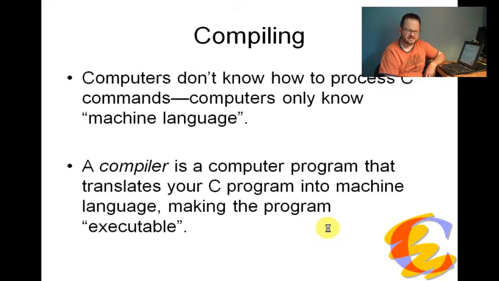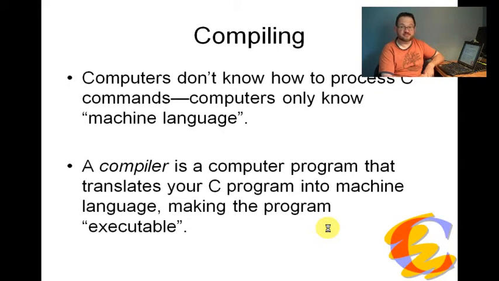The word compile doesn't necessarily jive with your knowledge. A better word might be translated. Your C program needs to be translated into machine language so that the computer can do something with it. These programs that do this translation from a computer language that you and I can understand, like C, into machine language, which the computer can understand but we can't make heads or tails of, are called a compiler.